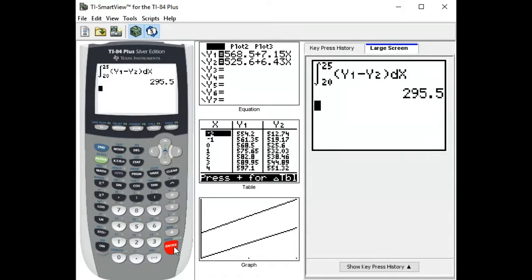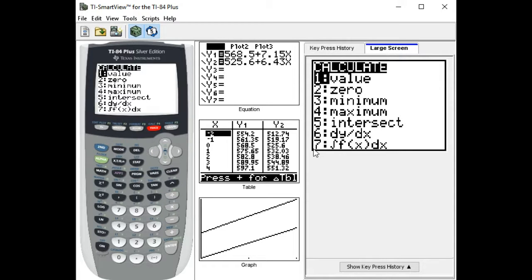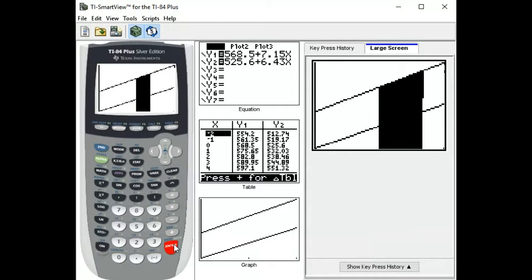And it does the work for us. It doesn't actually do an antiderivative. It uses a Riemann sum process. Another way you can do that is if you're on here and you calculate number 7, you just have to tell it to go from 20 to 25, and it'll calculate it.